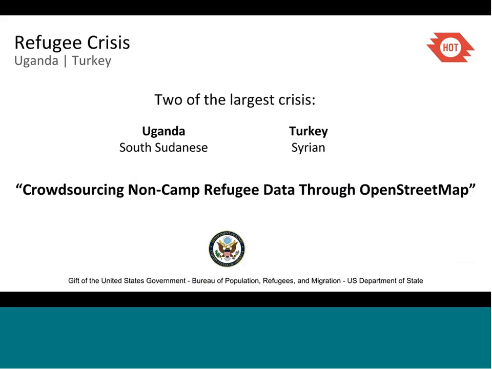So this is another project that we're currently doing, and it's looking at the refugee crisis in Uganda and Turkey. Uganda is taking in a lot of refugees from South Sudan, and in Turkey, there are a lot of Syrian refugees coming in. So how HOT is helping there, we're doing a lot of mapping to help improve program planning and service delivery to refugee communities, and in an attempt to develop better integration with the host communities and build refugee self-reliance through OpenMap data.